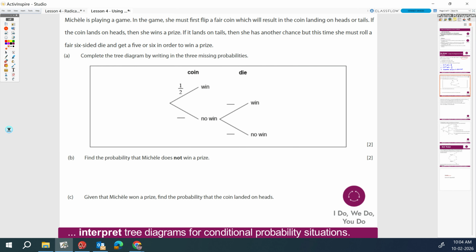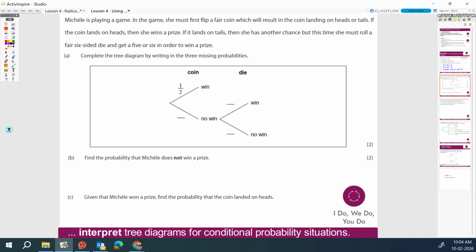So here we have a question. Michelle is playing a game. In the game she must flip a fair coin, which will result in the coin landing on heads or tails. If the coin lands on heads, she wins the prize. If it lands on tails, she has another chance, but this time she must roll a fair 6-sided die and get a 5 or a 6 to win the prize. Otherwise, no win. So, find the probability that Michelle did not win a prize.